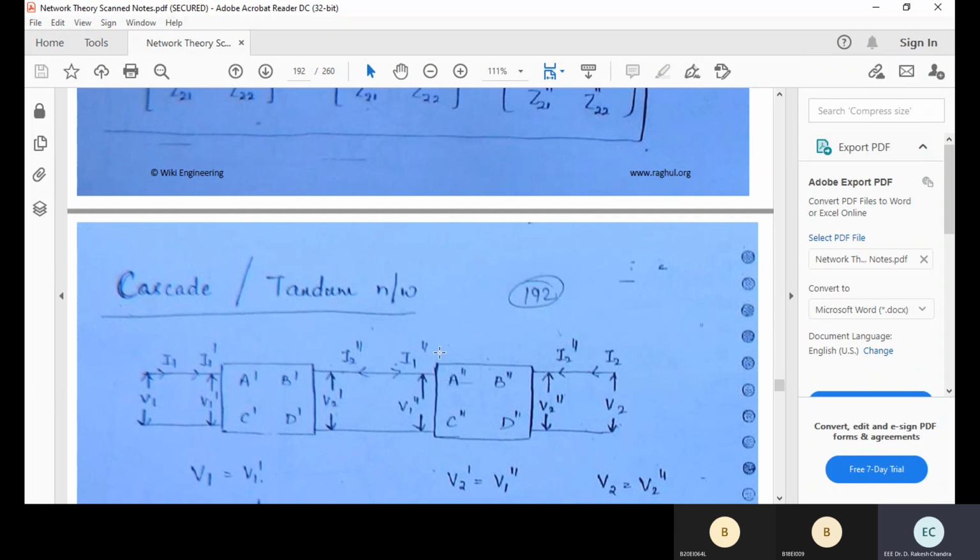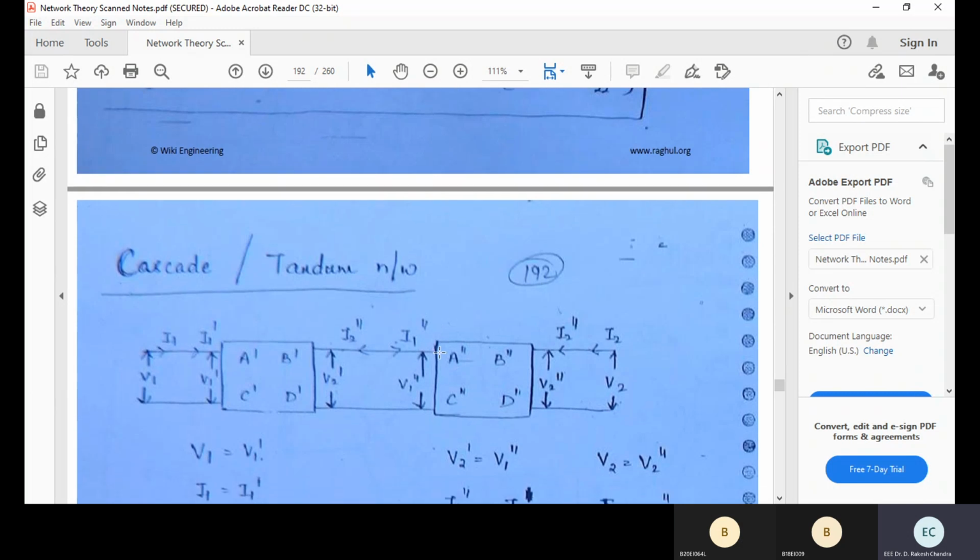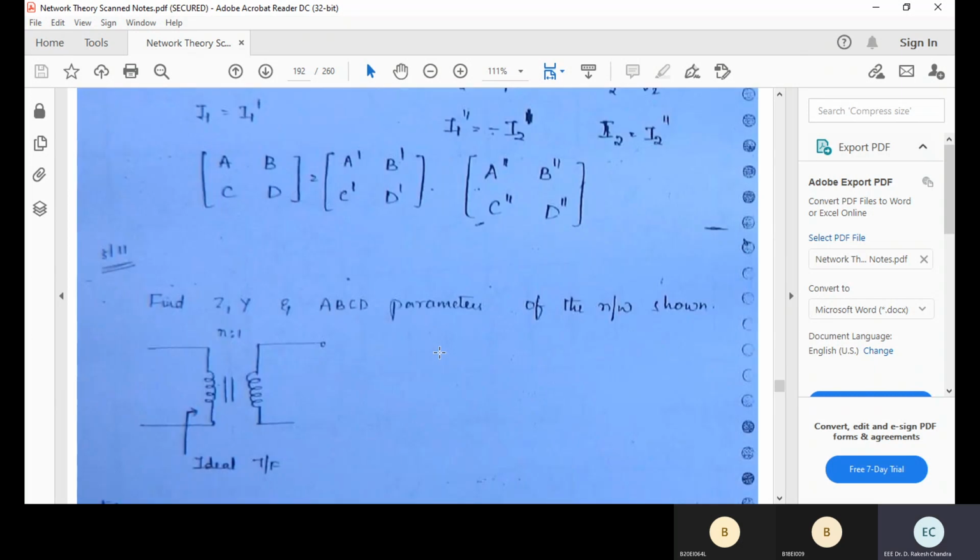What do you mean by cascade? Cascade means combination, one to the next one. We'll connect like this. Cascade network.